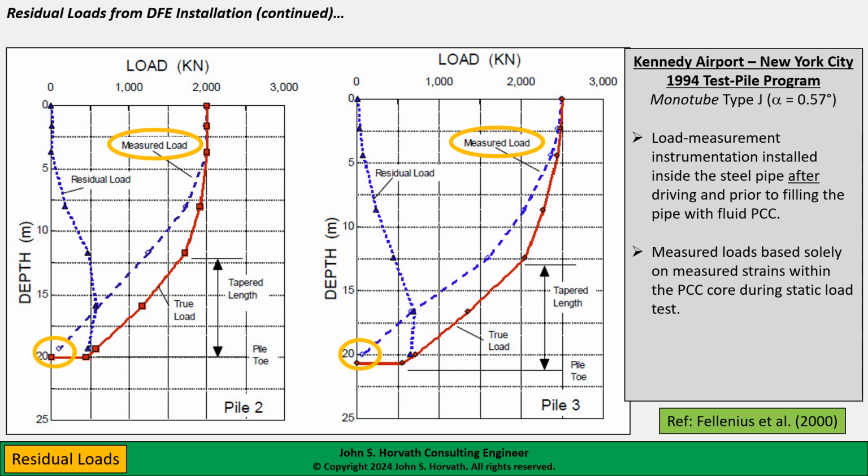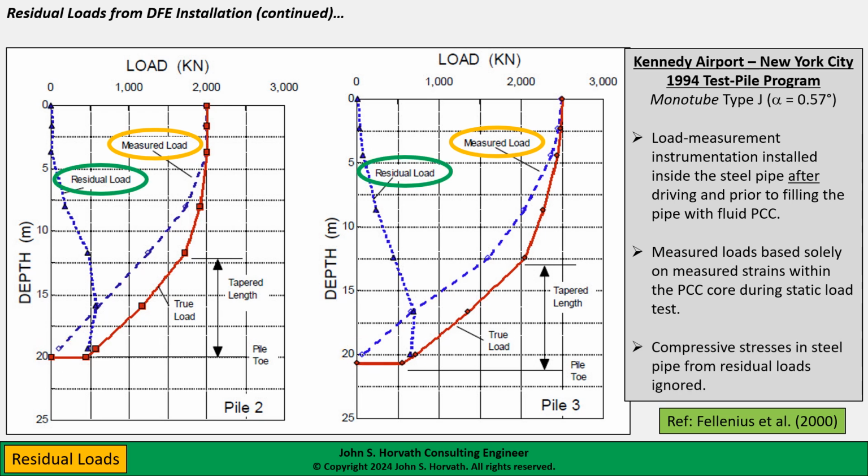The problem is this interpretation neglected what turned out to be a rather significant residual load in each pile. And you see the estimated residual loads here. The equilibrium plane in both cases is about the same, and it's quite far down the pile shaft. You recall that for the Holman Island piles at NGI, it was about halfway down the shaft. Notice it's quite far down the shaft. In fact, it's about halfway down the tapered length.